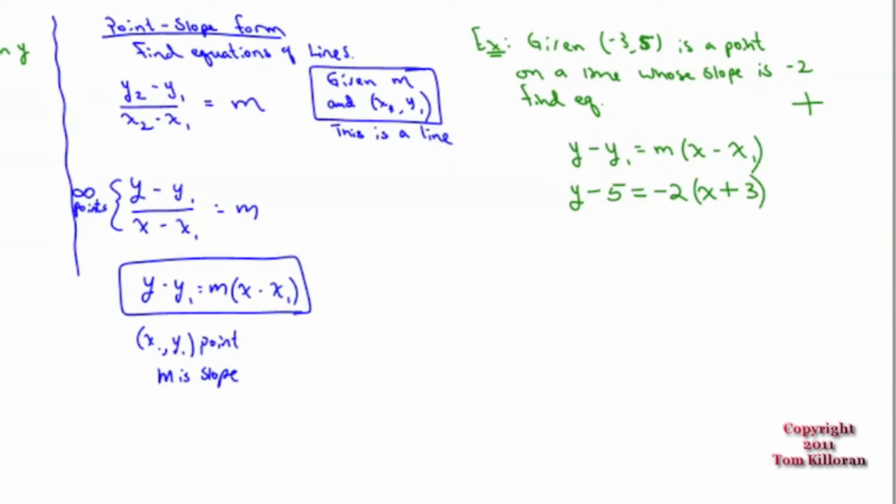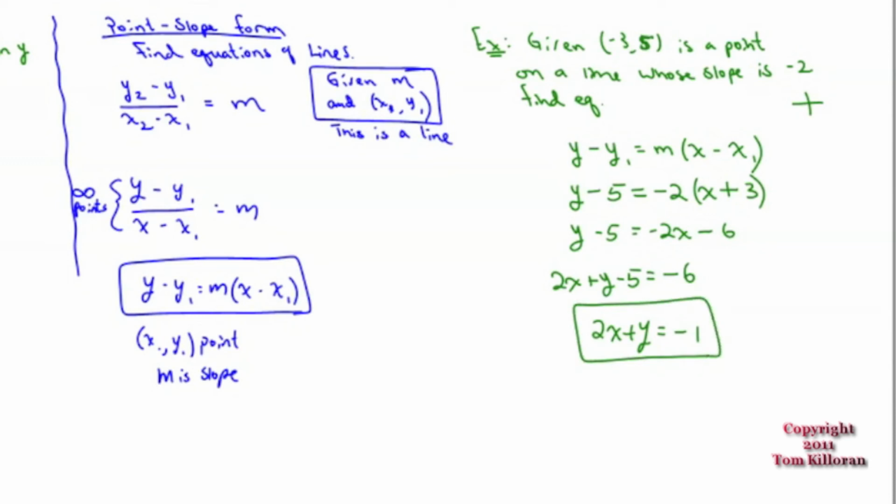So here's your equation, which is perfectly fine, but the book wants it in standard form. Remember, standard form is ax + by = c, where a, b, and c are whole numbers. So what do I need to do? Distribute. You get y minus 5 is equal to negative 2x minus 6. Concentrate on the variables first. Add 2x, since you want the x's and y's on the same side. So you'll have 2x plus y minus 5 equals negative 6. Don't lose your signs. Finally, add the 5, and you get 2x + y = -1.